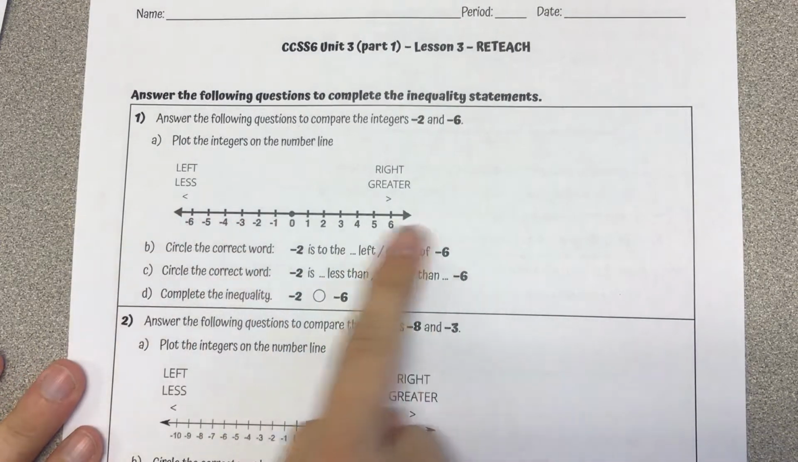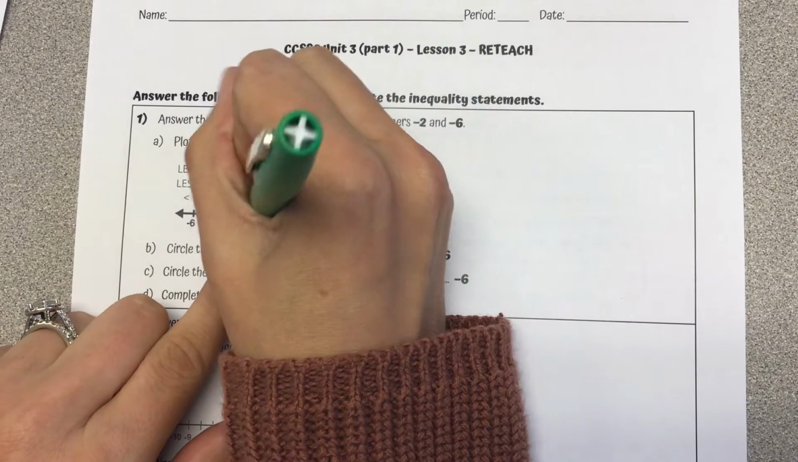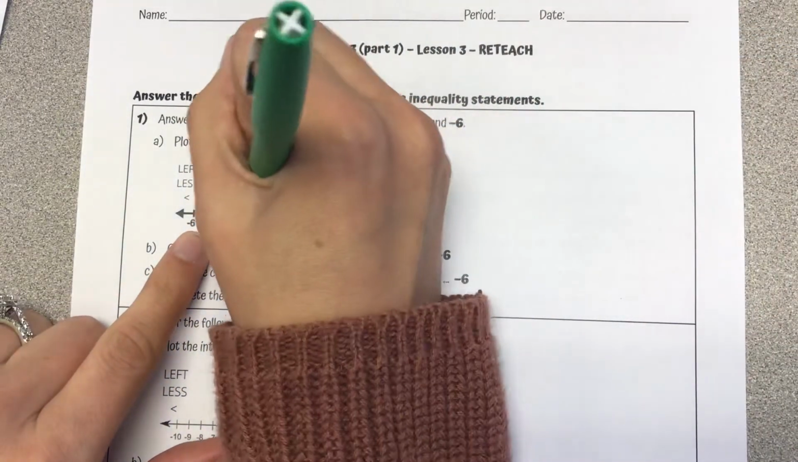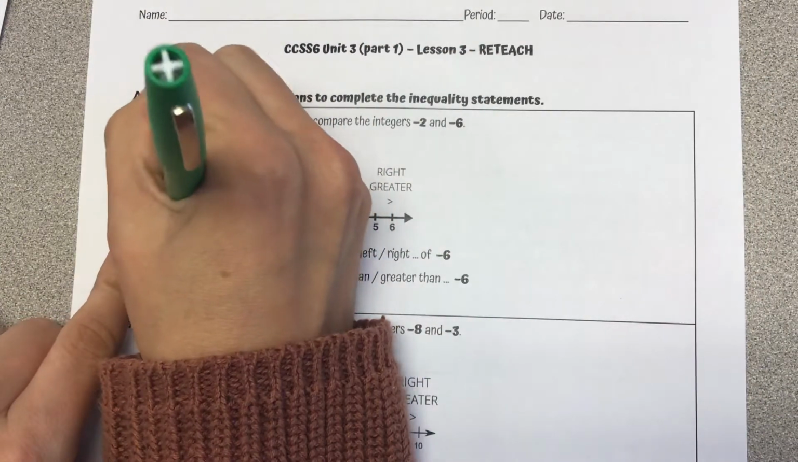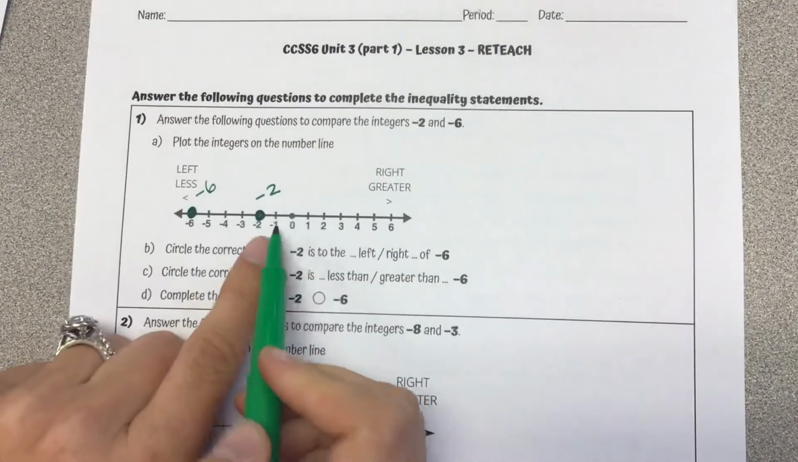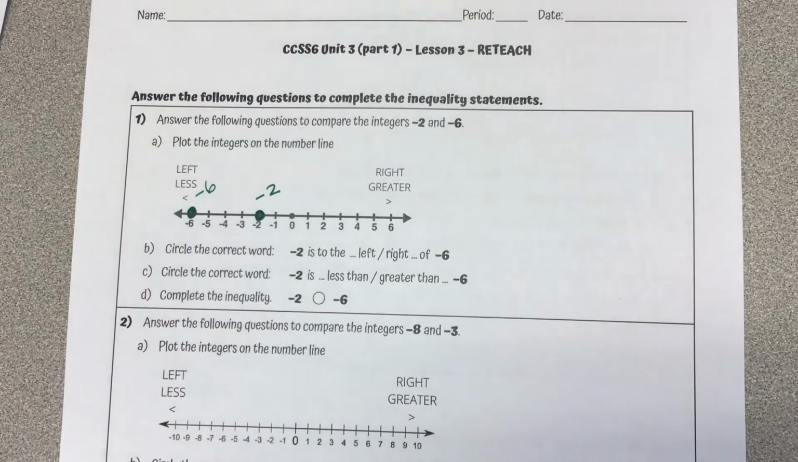So, first we've got a number line here where all of the numbers are listed for us. So, we should be able to easily find, okay, -2 is right here. I'm putting my dot on the number line. And then I'll just label -2 so it's easy to see. And then -6 is right here. Remembering, negatives go the opposite way. So I'm starting at 0, going backwards. -1, -2, -3, -4, and so on.